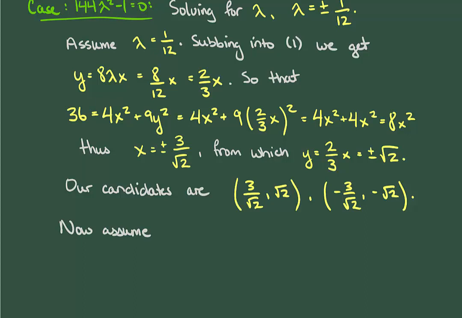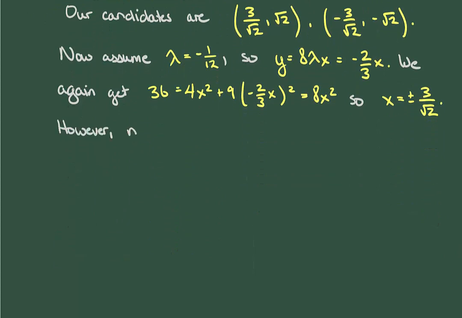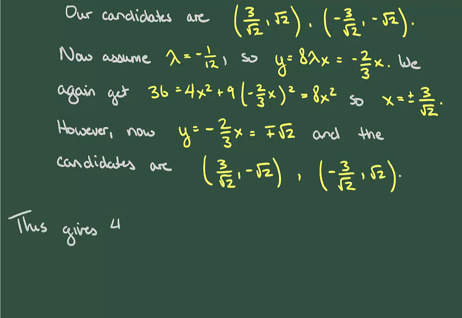Next up, suppose that lambda is equal to negative 1/12. If we do exactly the same thing that we did above, that gives us y equals negative 2/3 x, and that minus sign makes absolutely no difference to the constraint, so again we get 36 is 8x squared, and again that gives us that x is plus or minus 3 over the square root of 2. But this time, y is negative 2/3 x, giving us the same answer of plus or minus root 2, but with the opposite sign to whatever x is. That means that we have two more candidates with the exact same set of numbers, but this time they have opposing signs. Thus, there are 4 candidates in total.